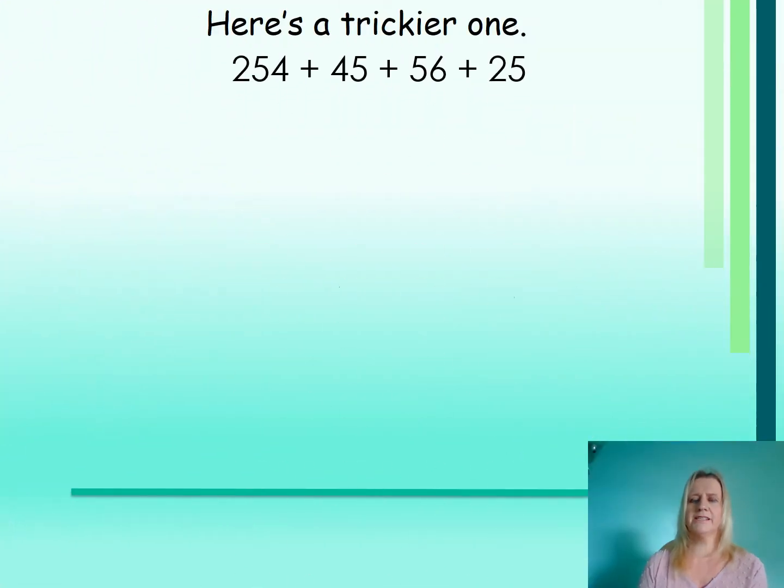Here is a trickier example. 254, add on 45, add on 56, add on 25. How could you reorder these numbers to make it easier to add? Can you see any pairs that would make a multiple of 10? Pause the video here and have a go.